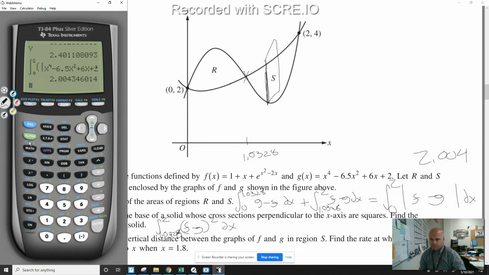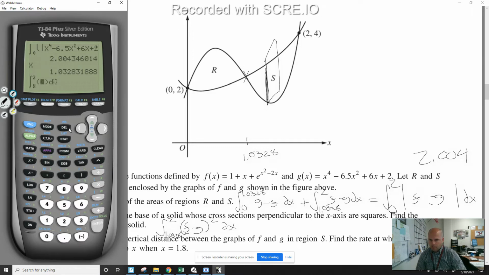So let's see, x is still the 1.032 number. Good. So math 9, x to 2 of f minus g. It actually doesn't matter because we're squaring it. If you put g minus f, you'd still get the right answer, and they couldn't mark it off because you are correct. But let's just be proper.